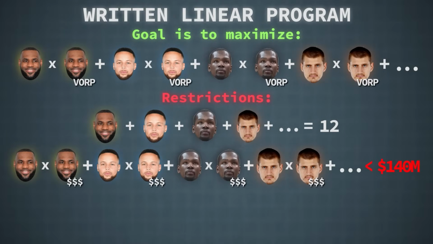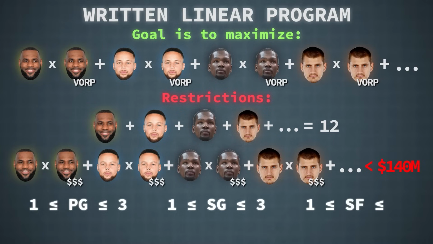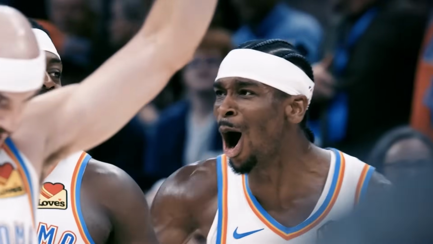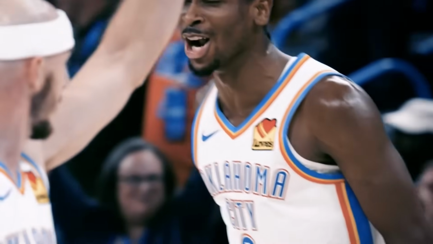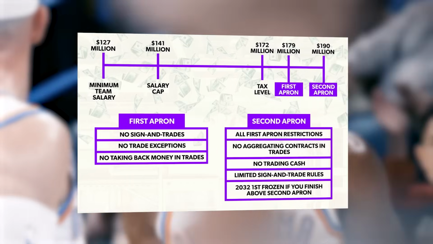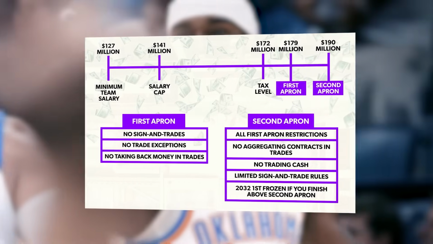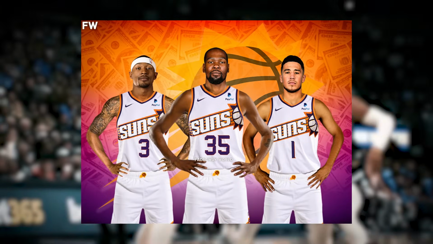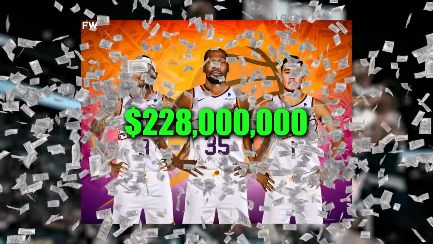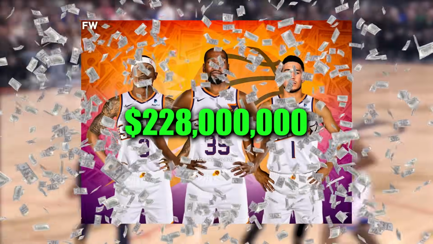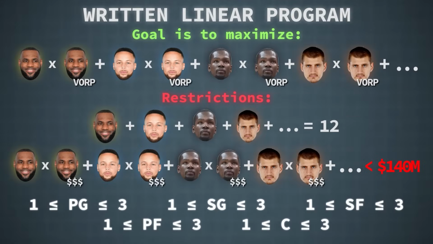And I'll also add some position limitations so that we must have at least one player of each role and a maximum of 3. Finally, the NBA salary cap is not really a hard limit, but the further above you go, the more limitations are put on your team. Last season, the Phoenix Suns spent the most money, $228 million, and anything above that would make the team essentially impossible to maintain.